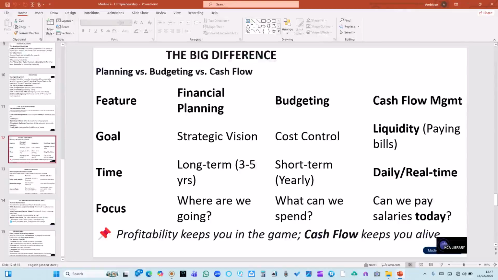The focus of financial planning is: where are we going? As for budgeting, the focus is: what can we spend? Then as for cash flow management, the focus is: can we pay salary today? Profitability keeps you in the game. Cash flow keeps you alive.